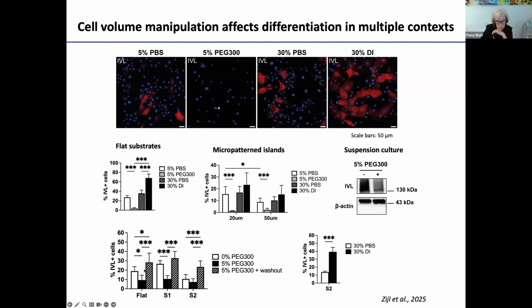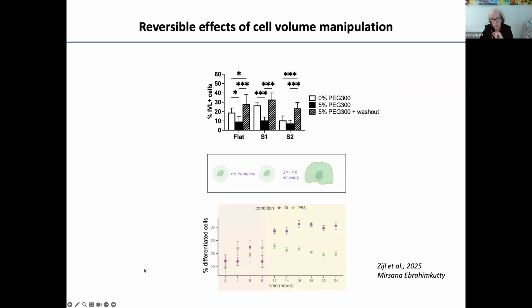And on those substrates that I described, we can stimulate differentiation with water and we can inhibit it with polyethylene glycol. And on the S2 substrates, distilled water stimulates differentiation. These effects that we're seeing are reversible, and that's shown in two experiments. So in this experiment here, Sebastian treated the cells with polyethylene glycol to inhibit differentiation and then washed it out. And you can see that actually differentiation is restored, and the proportion of differentiated cells is actually higher than the controls.